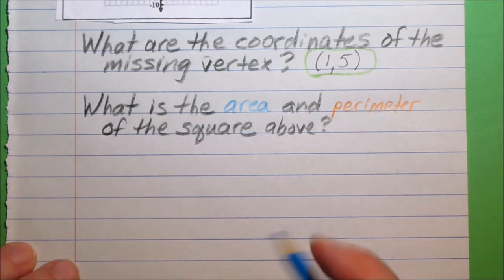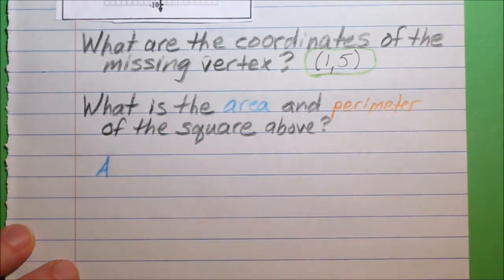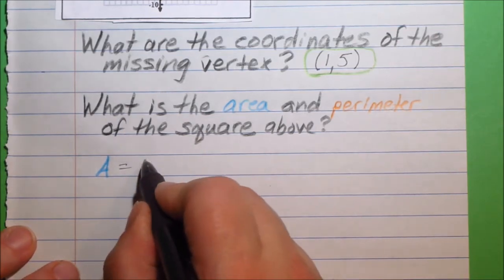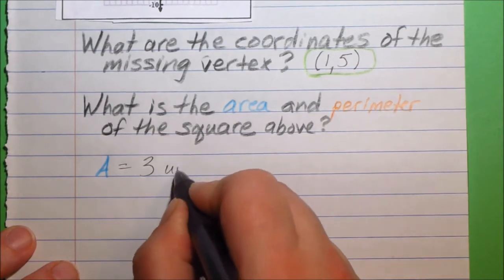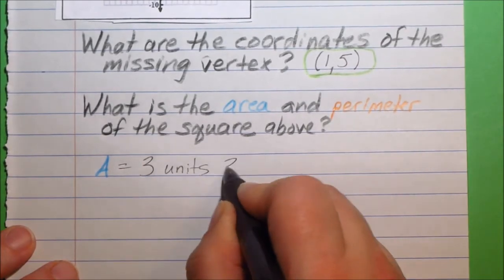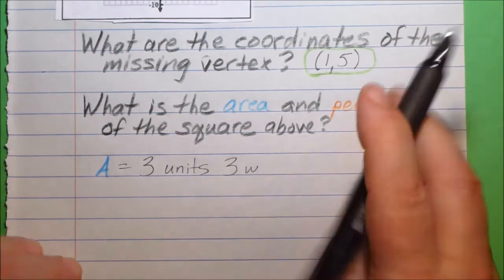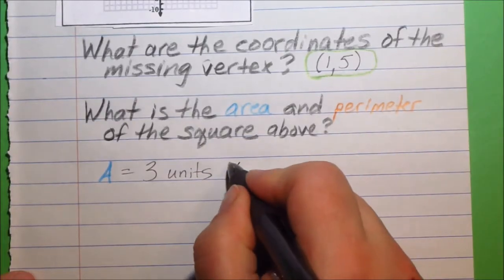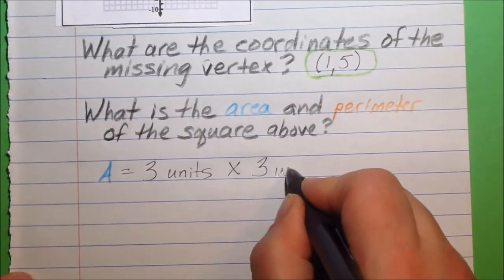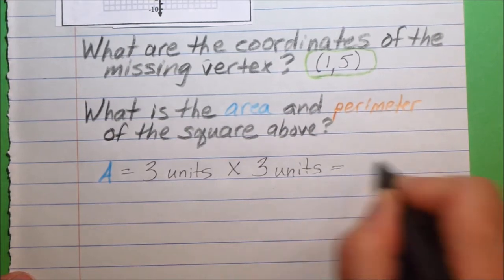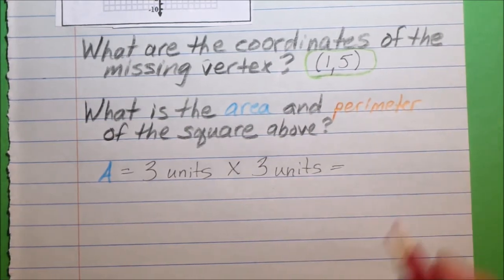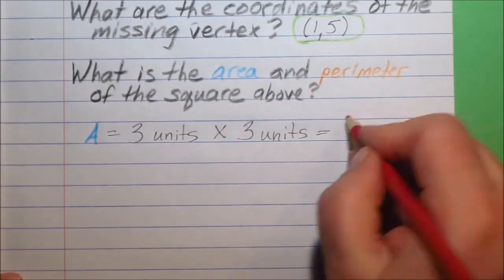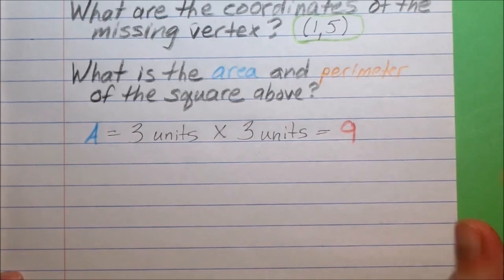All right, well, area equals 3 units times 3 units. Oops, I forgot to write that times. The multiplication symbol times 3 units. And so that equals 3 times 3 is 9. So the area of that square that we drew on the coordinate plane up here, the area is 9 units.